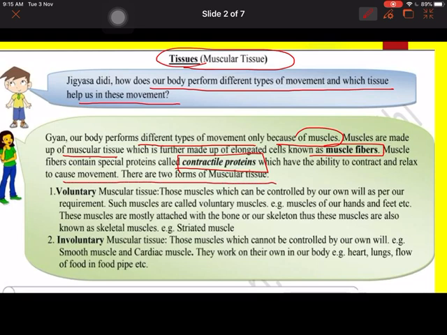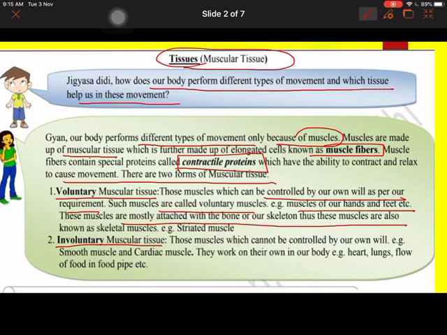There are two forms of muscular tissue. One is voluntary muscular tissue and the other is involuntary. Voluntary muscular tissue is controlled by our own will as per our requirement, and such muscles are called voluntary muscles, like muscles of our hands and feet. These muscles are mostly attached to the bones of our skeleton, thus they are also known as skeletal muscles. Involuntary muscles are those which cannot be controlled by our will, for example smooth and cardiac muscles, and they work on their own in our body, for example the heart, lungs, and flow of food in the food pipe.